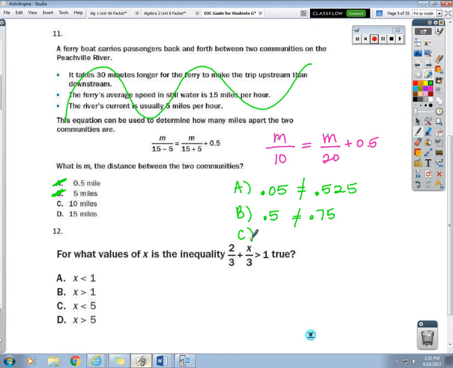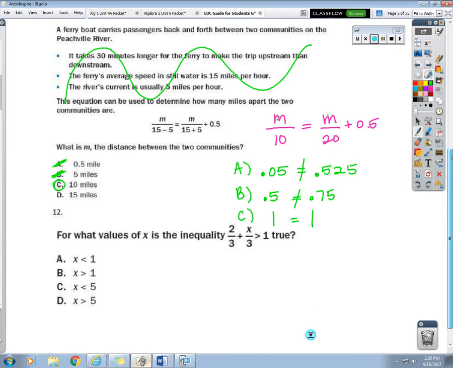Then you would have tried C, 10. What's 10 divided by 10? What's 10 divided by 20? And what's 1/2 plus 1/2? 1. Those make a true statement, so 10 miles is the correct answer because it makes the equation equal. Any questions about that one?